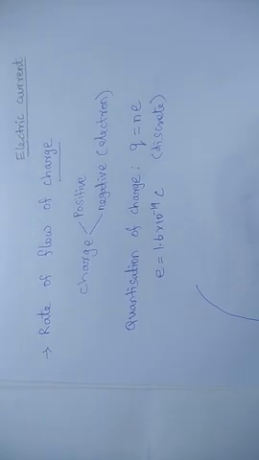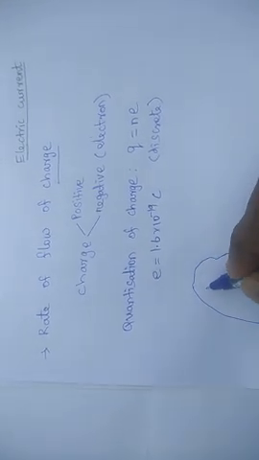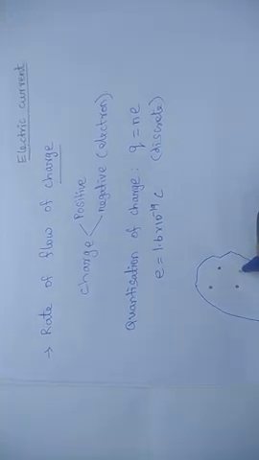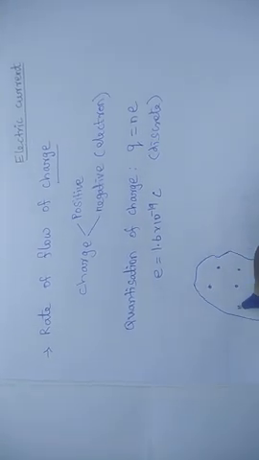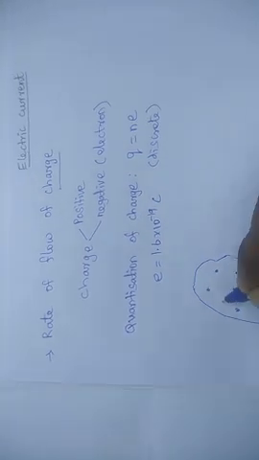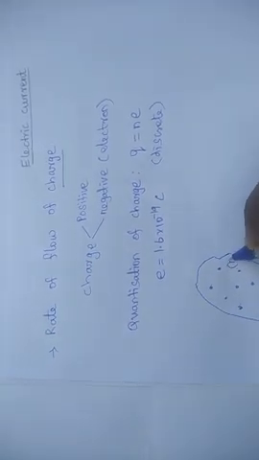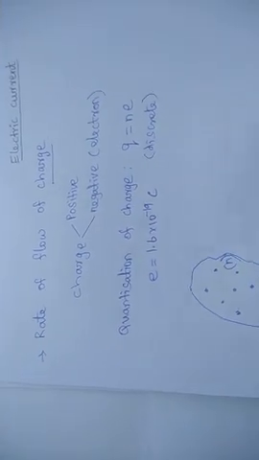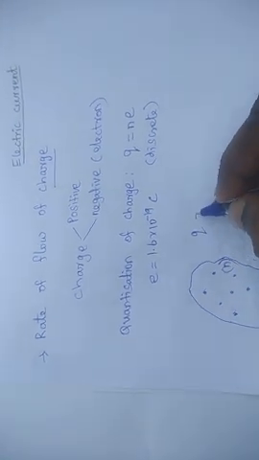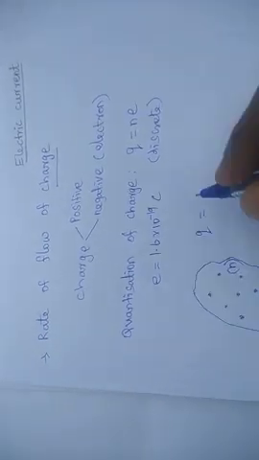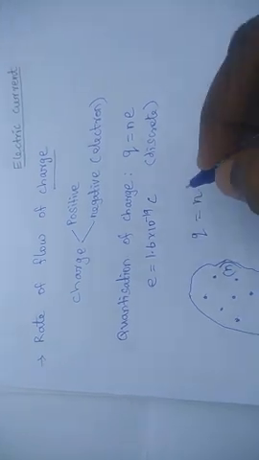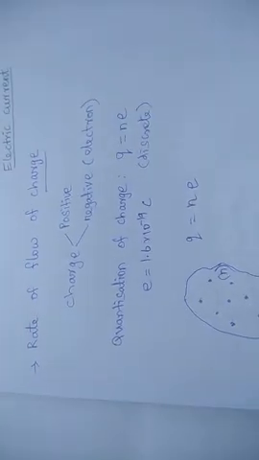Let us assume a small surface which has a large number of charges. It may be negative or positive charge. We consider the number of charges in this space as N. So Q represents the total charge in this space, N represents the number of charges, and E represents the value of each charge.